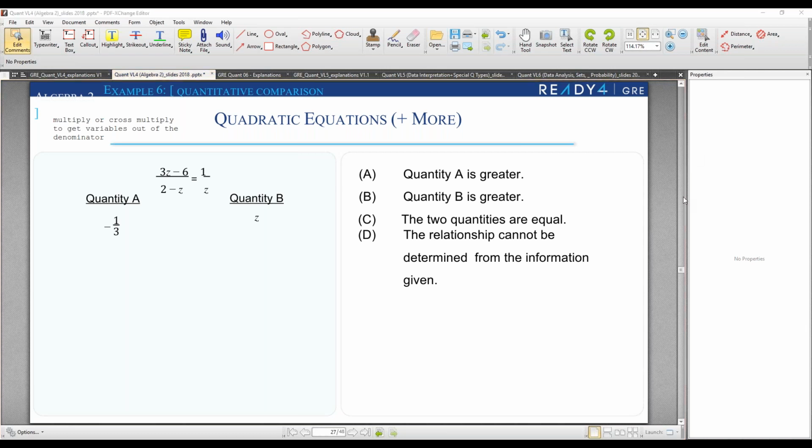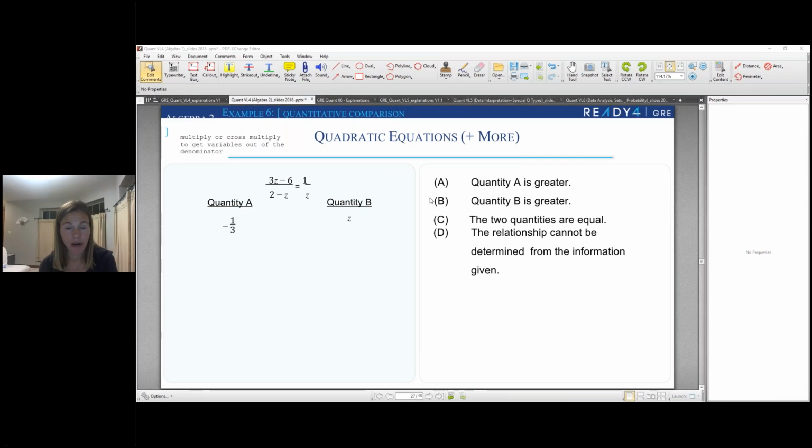Okay, cool. We're starting to get some answers in here. Without getting too far into the weeds, we want to cross multiply to get the variables out of the denominator. So the first thing I'm going to do is get that z out of there. You're going to multiply by z and by 2z. So cross multiply: z times (3z minus 6) is equal to, and then I cross multiply here, 2 minus z. If I multiply through here, I get 3z squared minus 6z is equal to 2 minus z.